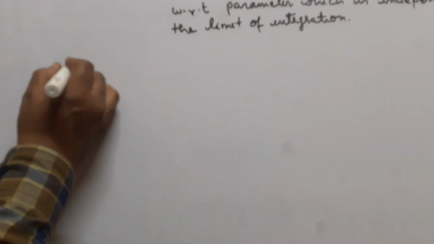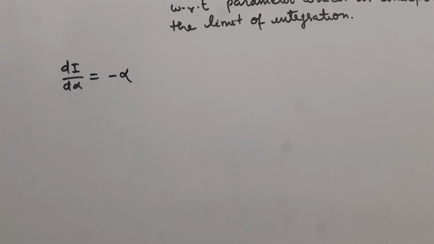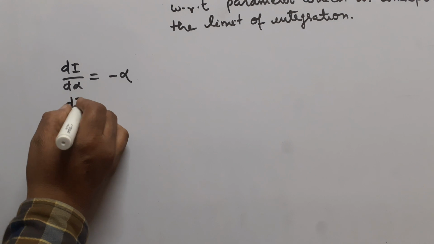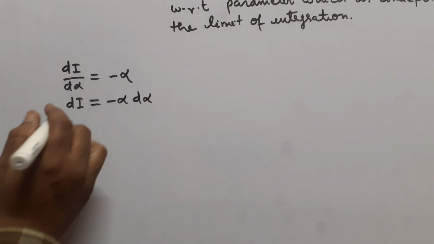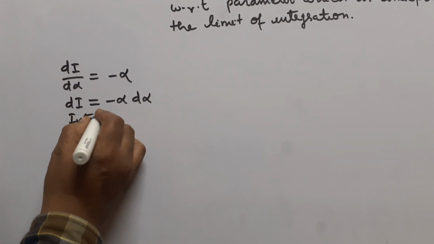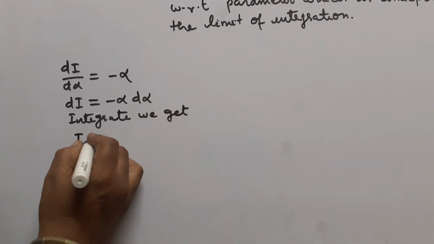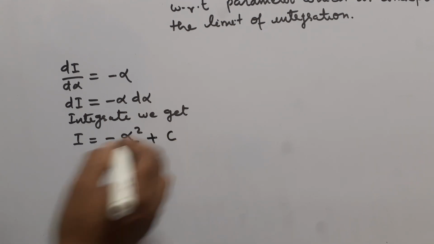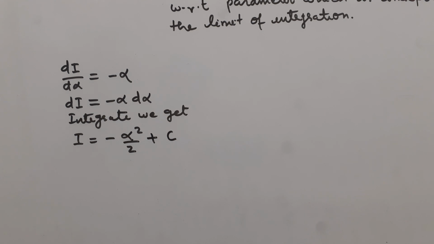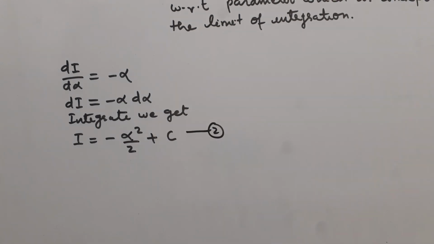dI by d alpha is equal to minus alpha. Now we integrate this with respect to alpha, that is dI is equal to minus alpha d alpha. Now we integrate this, so we get I is equal to minus alpha square by 2 plus integration constant c, where c is the integration constant. Suppose that this is equation second.